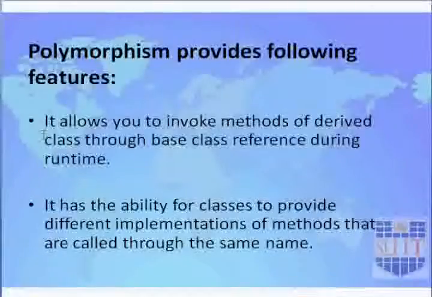Polymorphism allows you to invoke methods of a derived class through a base class reference during runtime. It gives a class the ability to provide different implementations of methods that are called through the same name.